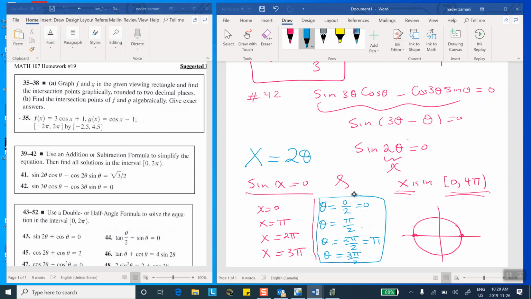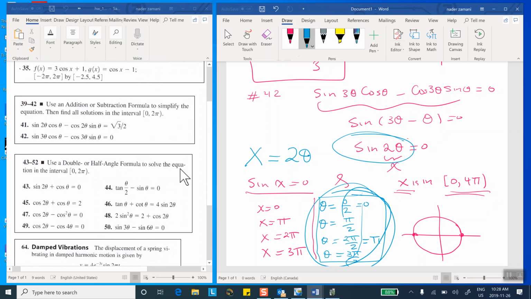And if you take sine of 2 theta for any one of these, you're going to get 0. So for example, when theta is 0, sine of 2 times 0 is 0. When theta is pi over 2, this is sine of pi, because it's 2 theta. Sine of pi is 0. Believe me, these are it. Okay, so let's go to the other problems.